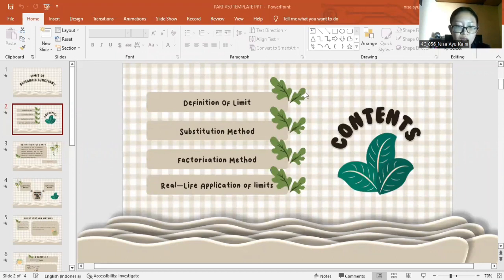Okay, the topics we will discuss in today's meeting are four. The first one is about the definitions of limit. The second one is about the substitution method. The third one is about the factorization method. And the fourth one is about the real-life applications of limits.